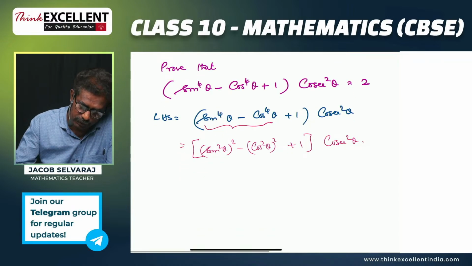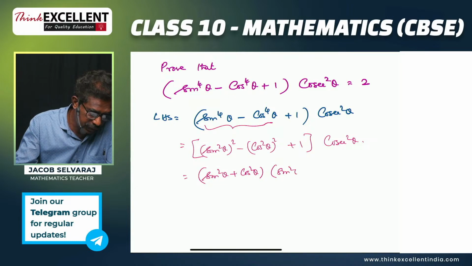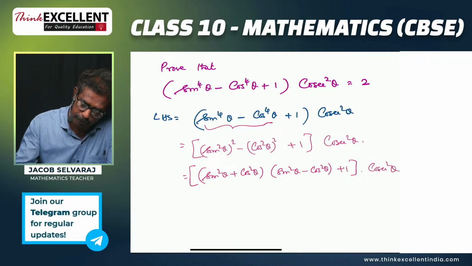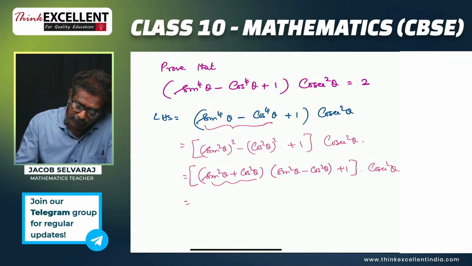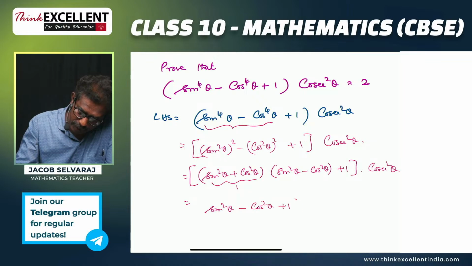Cosecant square theta. Now this is a square minus b square, a plus b into a minus b. Sin square theta plus cos square theta, into sin square theta minus cos square theta, plus 1. That is the first factor, into cosecant square theta. Sin square theta plus cos square theta is 1. Leave it. You are getting sin square theta minus cos square theta plus 1, into cosecant square theta.